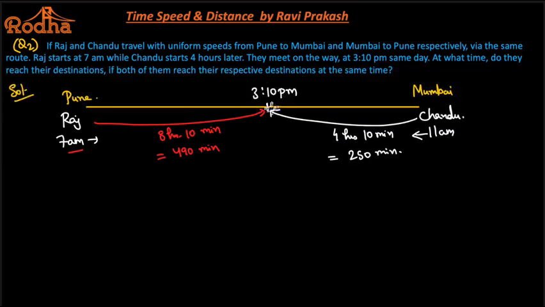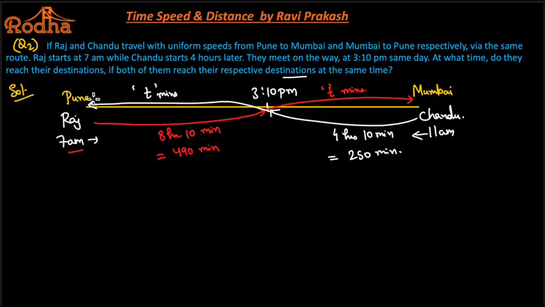So what happens is, after meeting at this point, look, they didn't start at the same time. They started at different timings. Now after meeting at this point, Raj came from here to here, and let's say the time taken is t minutes, since it is in minutes. Similarly, Chandu started from this point after meeting and came to this point, again in t minutes, because both have reached their respective destinations at the same time.